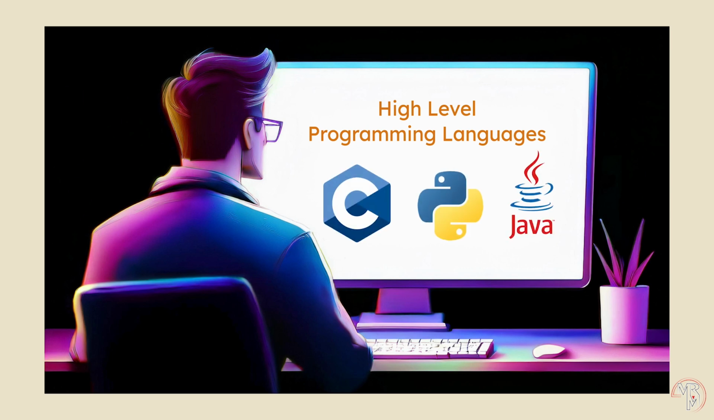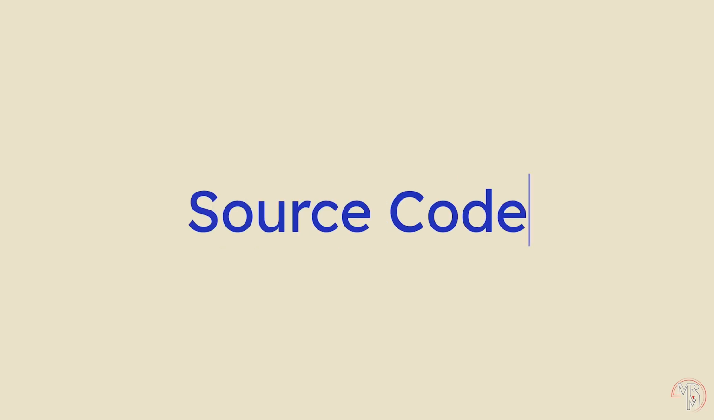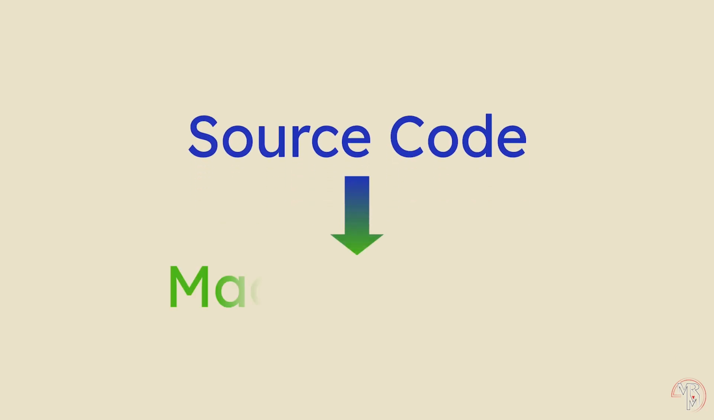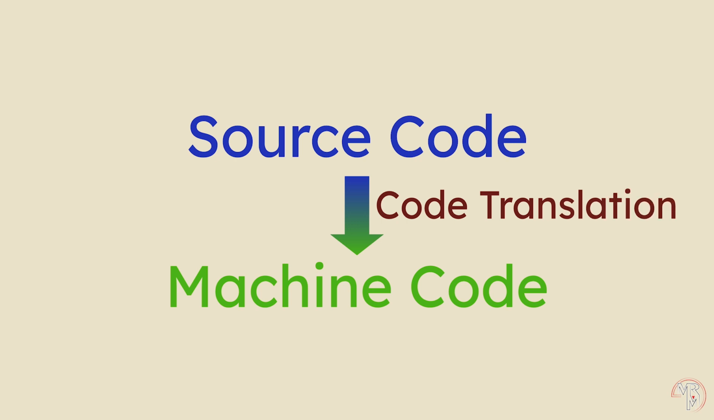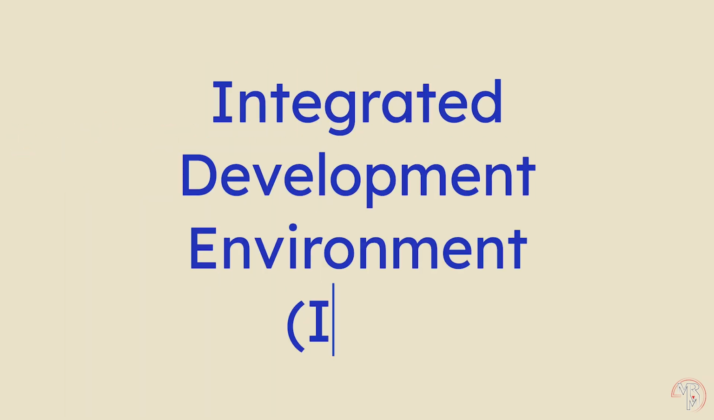However, no matter what programming language you use, eventually the code you write using that language will have to be converted to binary for the computer to be able to execute it. The code you write using a high-level programming language is called source code, and the process of converting source code to machine code is called code translation. We're not going to talk about machine code or code translation just yet, and the main point here is that to be able to run code we write in C, we need to translate it to machine code first. The software that allows you to write, translate, and run code is called Integrated Development Environment, or IDE.